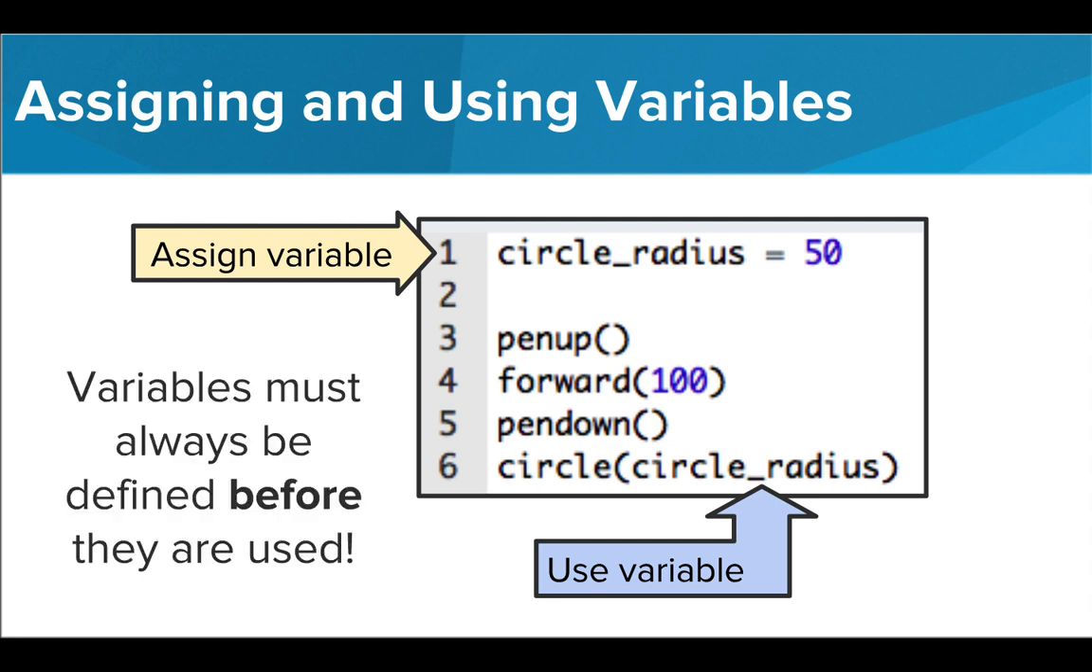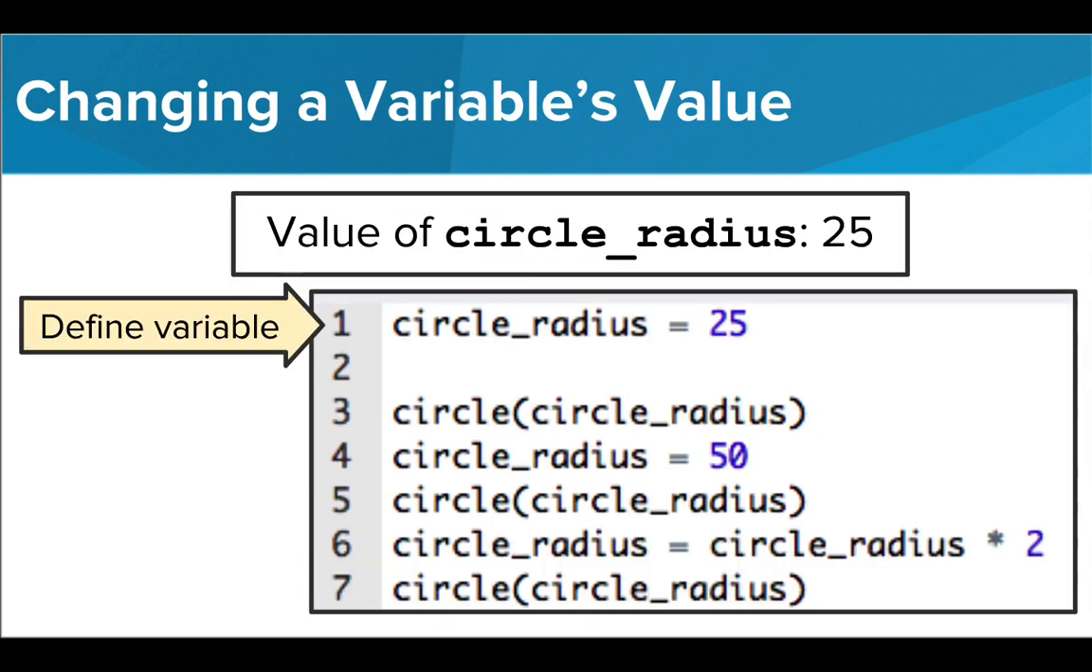It is very important to remember that we cannot use a variable unless we have previously defined it. Once we create a variable, we can change its value throughout our code as much as we'd like. Every time we give a variable a new value, we are overriding the value it had before. Each variable can only hold one value at a time.